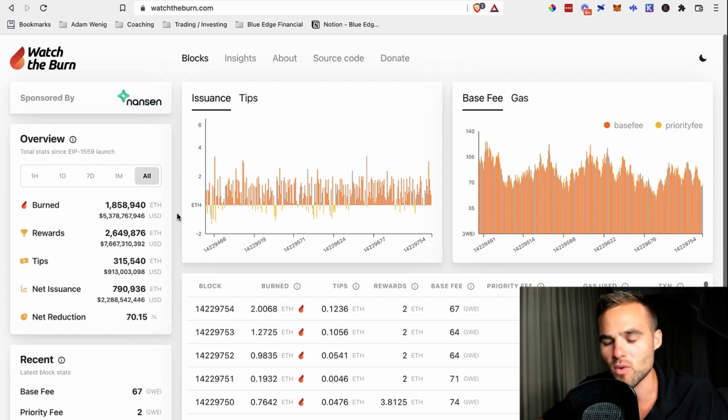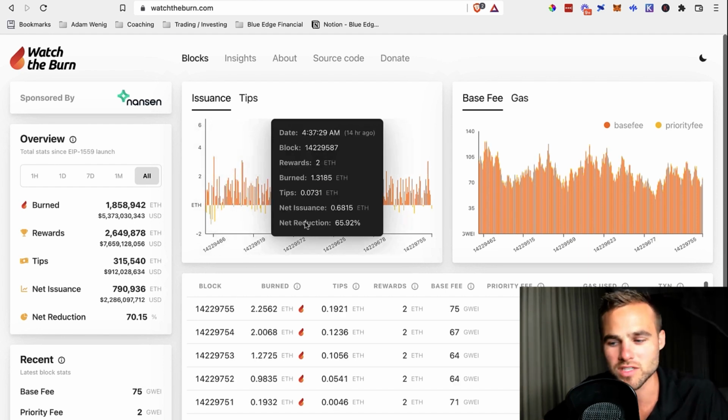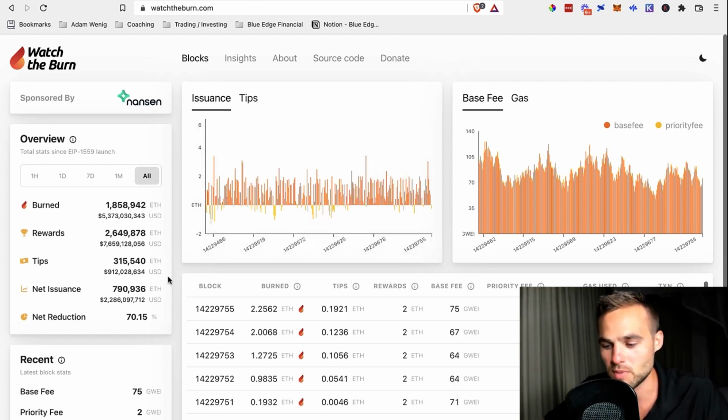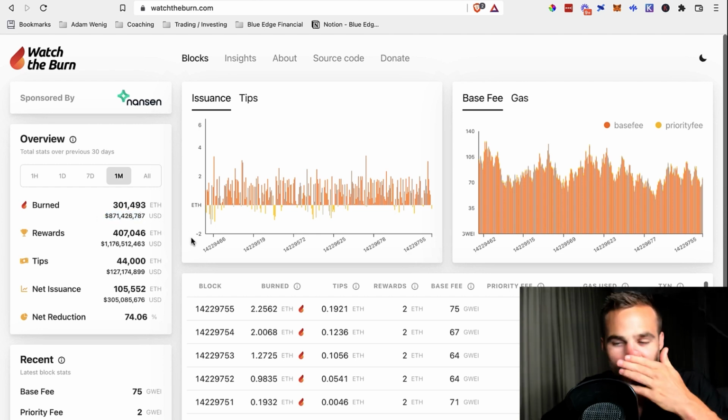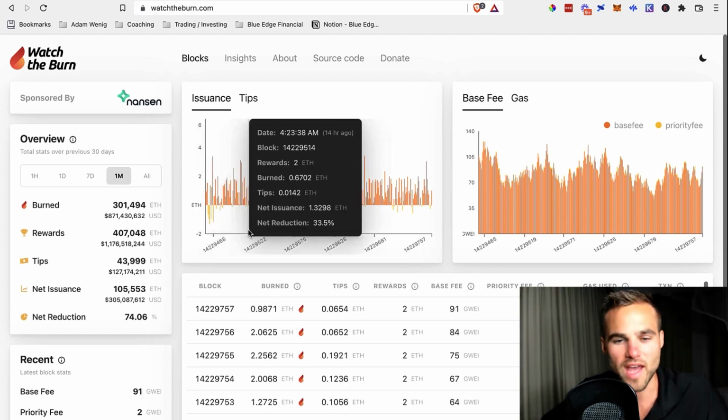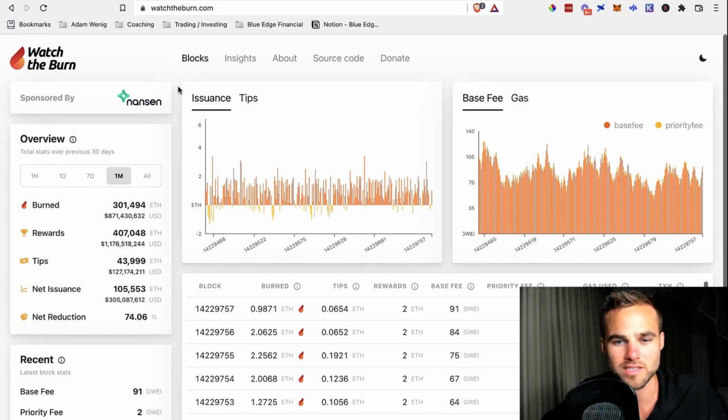And with Ethereum now, even though new Ethereum is being issued into the market, with the EIP 1559 upgrade you can see that there's already been like $5 billion of Ethereum that has been burned. And in the last month, they burned nearly $1 billion, $871 million, which is actually a lot of the times making Ethereum a deflationary asset. So that's something else that you need to understand when looking into tokenomics, is the burning.